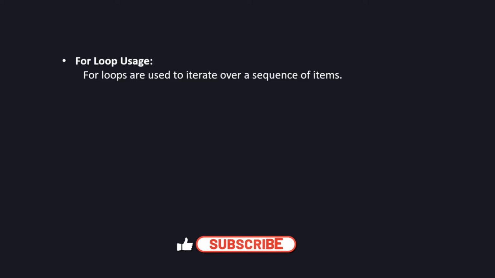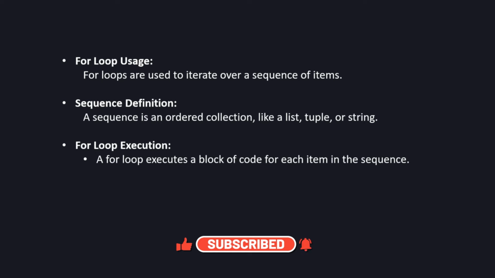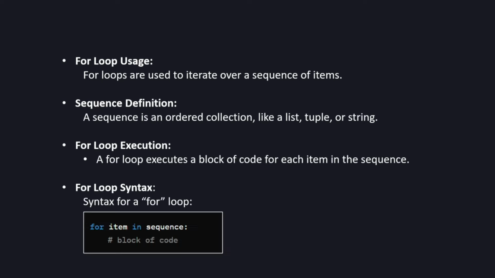Now, let's see how to use for loops to iterate over a sequence. A for loop is another type of loop that iterates over a sequence of items. A sequence is an ordered collection of items such as a list, tuple, string, etc. A loop executes a block of code for each item in the sequence. The syntax for writing a for loop is: for item in sequence, and the indented block of code will get executed inside the for loop.